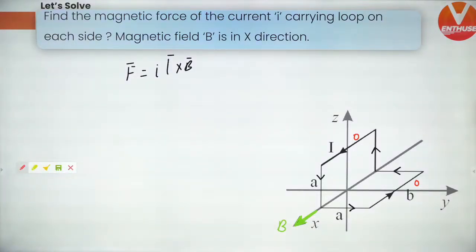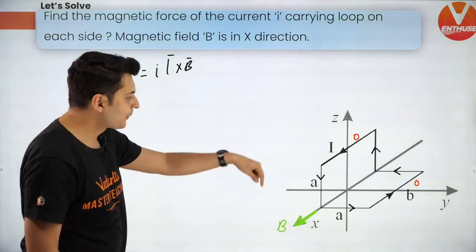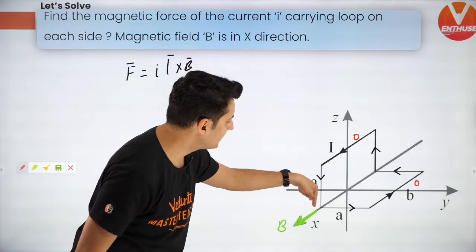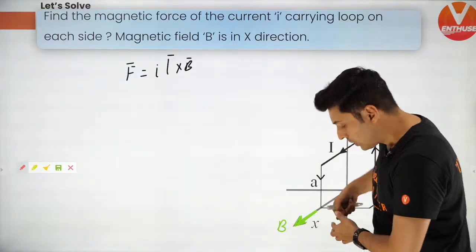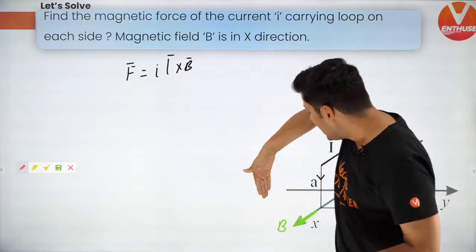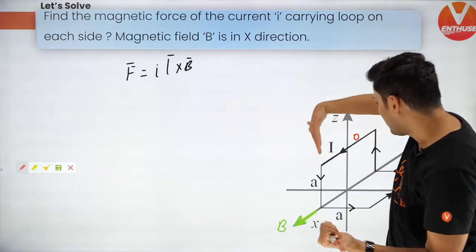Yes, I hope this is clear. Okay, now let's talk about this part. Length is below. B is out of the plane. Everybody do this.